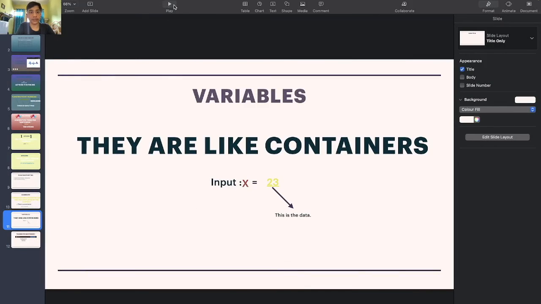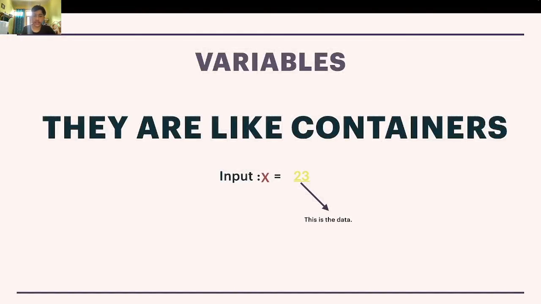Now if I start up my presentation, you can see variables are like containers. Like, you have different containers in your house. Some store wheat, some store flour and other things, but still you need it, right? You need to store any sort of data in programming. So here I have given an example. X equals 23. 23 is the data stored inside a container named X. Yeah, so that's the thing.